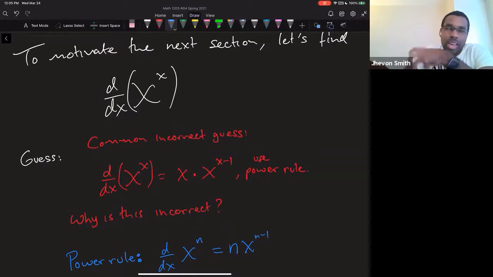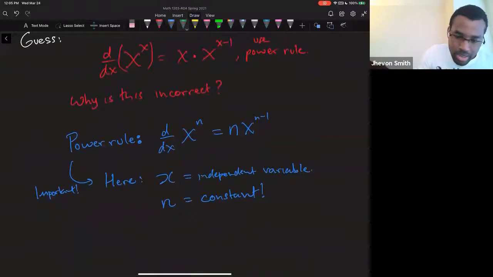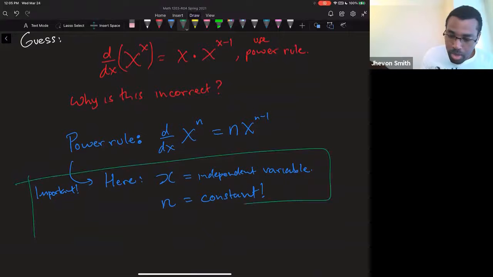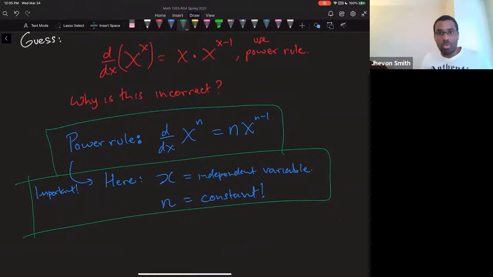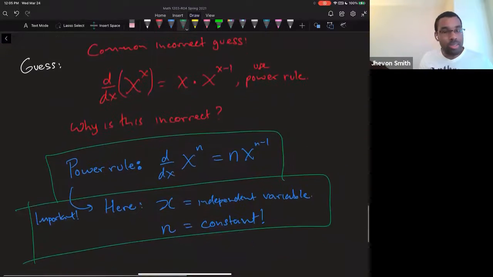And so you're like, well, anything to a power, just move the power down and subtract 1, right? No, you can only do that if the thing in the power is a constant and the base is the independent variable, right? So that's the power rule. It's actually very important that you not only know the rule, but also know how the rule is applied. What are the things in the rule? So this is a very common guess, but it's an incorrect guess. And this is an incorrect guess because students don't really pay attention to what the power rule is.